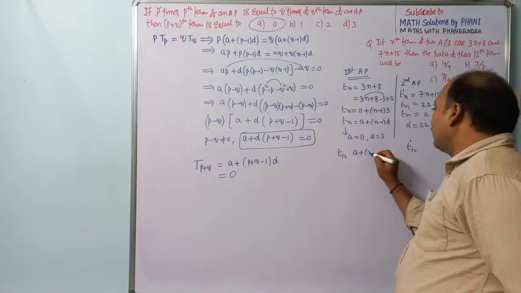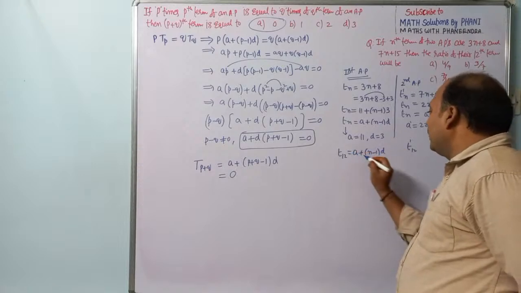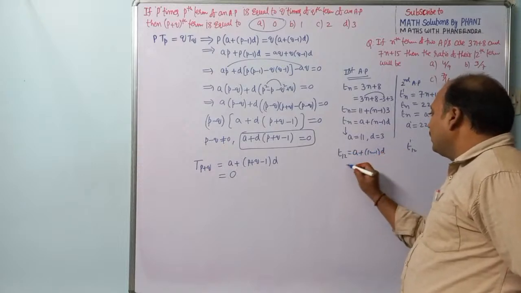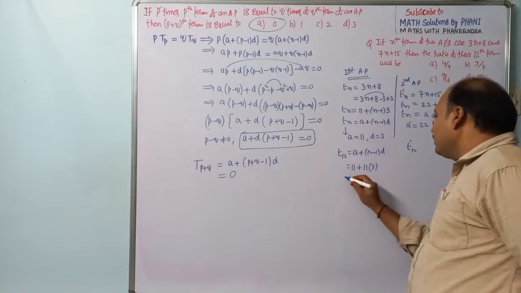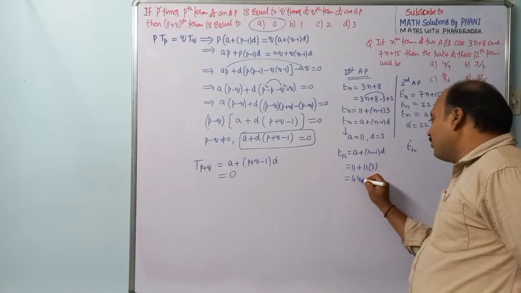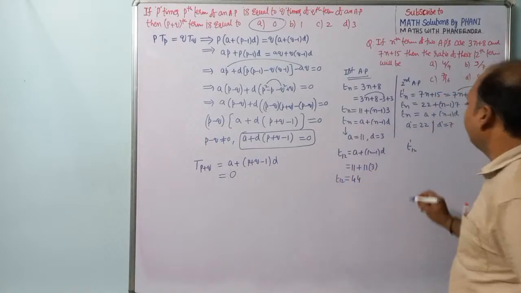A plus n minus 1 into d. Here n is equal to what? 12. A is equal to 11, plus 12 minus 1 is 11, d is 3. So which is equal to 33 plus 11 is 44. This is T12 in the first AP.